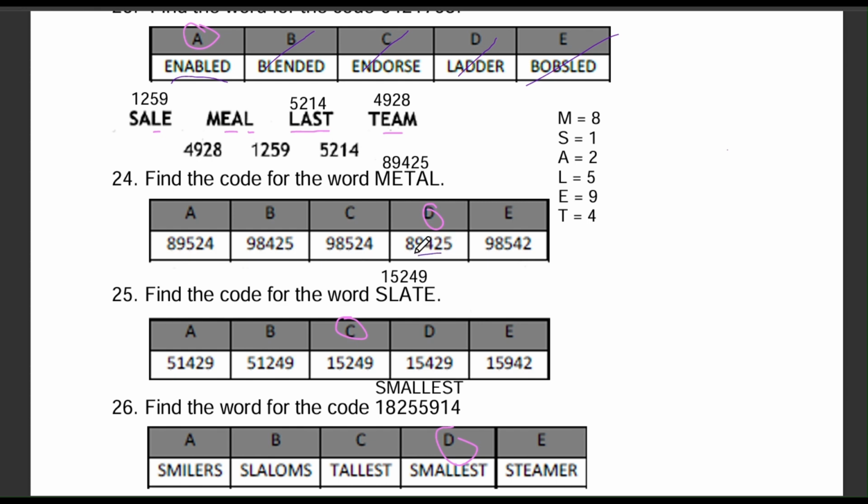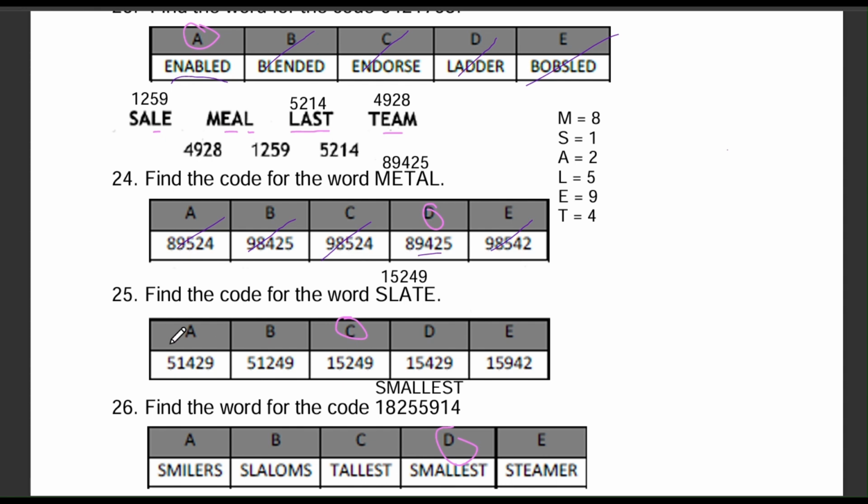Okay, let's see why. Using the third key, M is 8, E is 9, T is 4, A is 2, and L is 5. So that gives us 89425, which is exactly what we see in option D. What about the other options? Option A swaps the 9 and the 8. Option B starts with 9 instead of 8. Option C puts a 5 where a 4 should be. And option E mixes up the last two numbers.